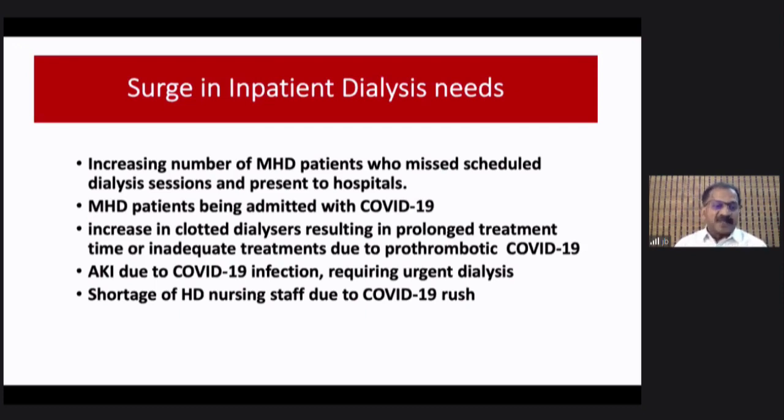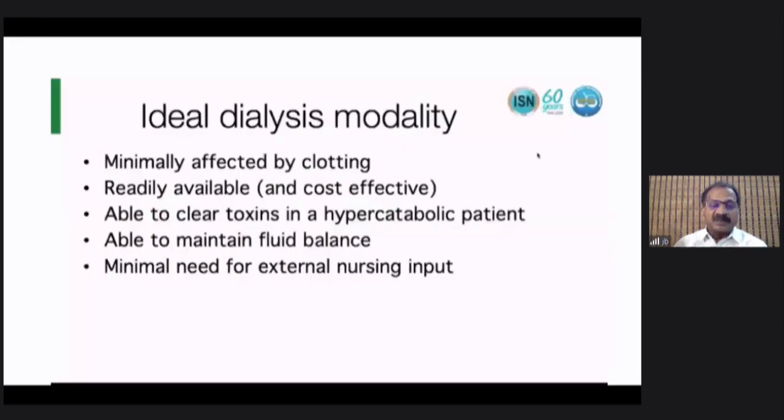And also, importantly, AKI is now being increasingly identified, like Dr. Verma was telling. To start with, they thought it was rare. Now they see that a significant number of inpatients, and especially in ICU, develop AKI, and they require urgent dialysis. And more importantly, there is a shortage of hemodialysis nursing staff because of the COVID rush, due to them becoming infected, not being able to reach, and being reluctant, and so on. So all these things lead to a rush for acute hemodialysis.